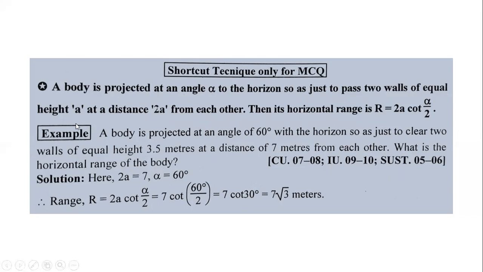Here, the short formula is R equal to 2a cot(alpha by 2). Here 2a equals 7, alpha equals 60 degrees. So range R equals 2a cot(alpha by 2), that means 7 cot(60 degrees by 2), that means cot 30 degrees. Finally we get 7 root 3 meters, because the value of cot 30 degrees equals root 3.